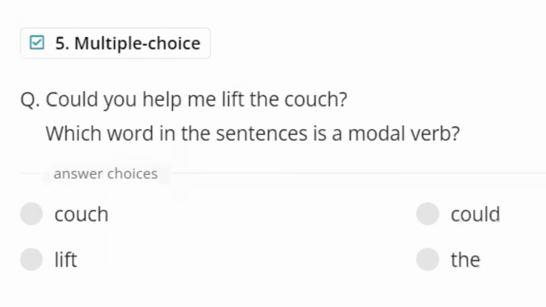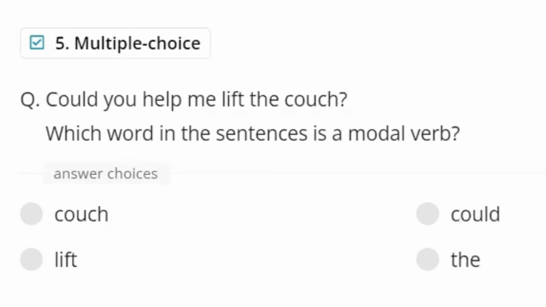Could you help me lift the couch? Could you help me lift the couch? Which word here is an auxiliary also? If may is a permission, this is a request, but in a past form. So we can say here couch, or lift, or could, or them.